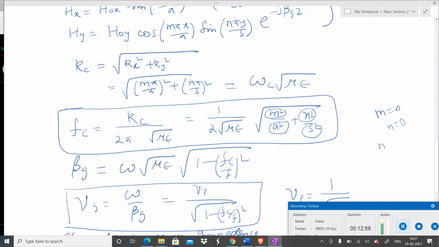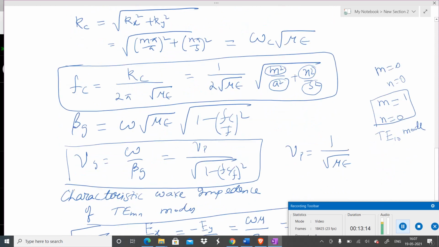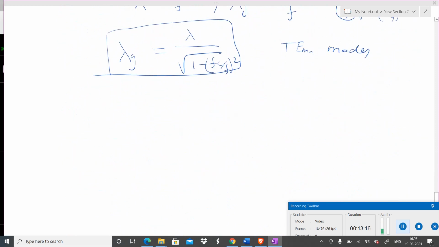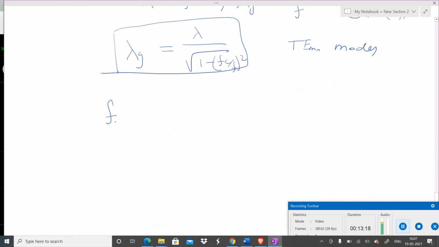So one thing is, suppose m is equal to 1 and n is equal to 0. When we put m equal to 1, n equal to 0, that is called the TE10 mode. Okay, now let's write it here. So the frequency for TE10 I will write as f10.